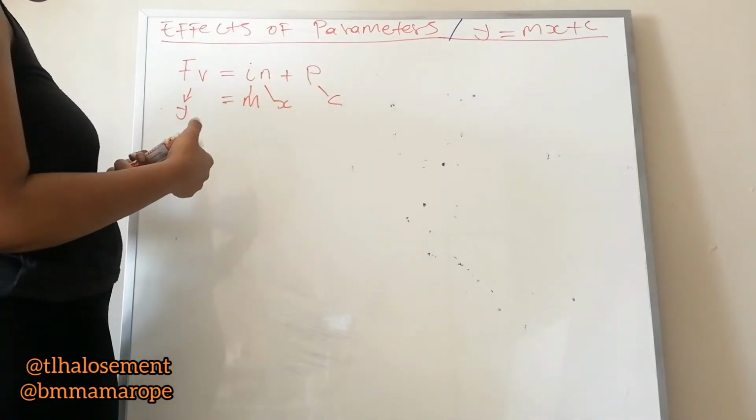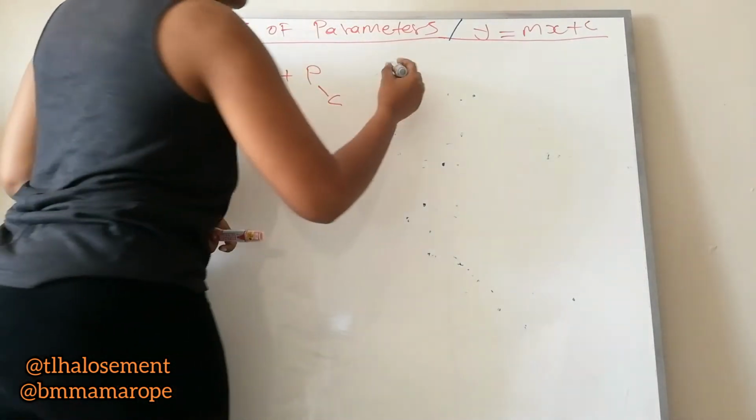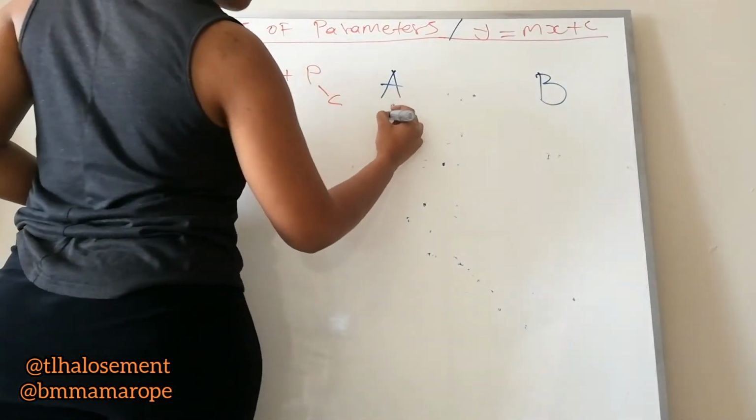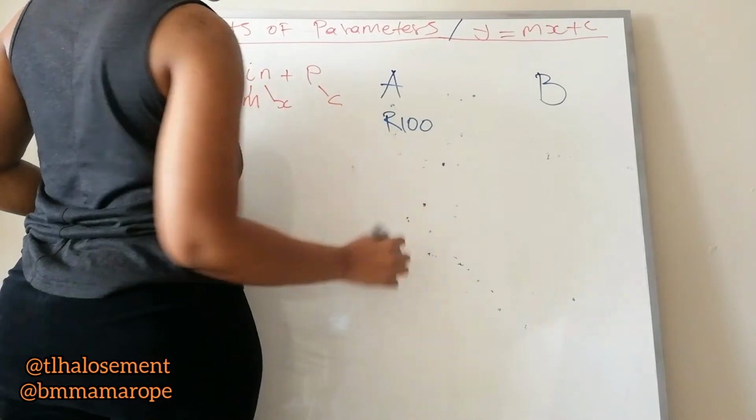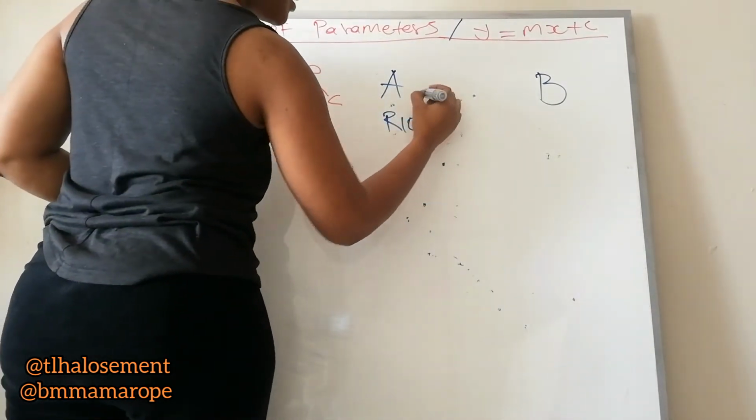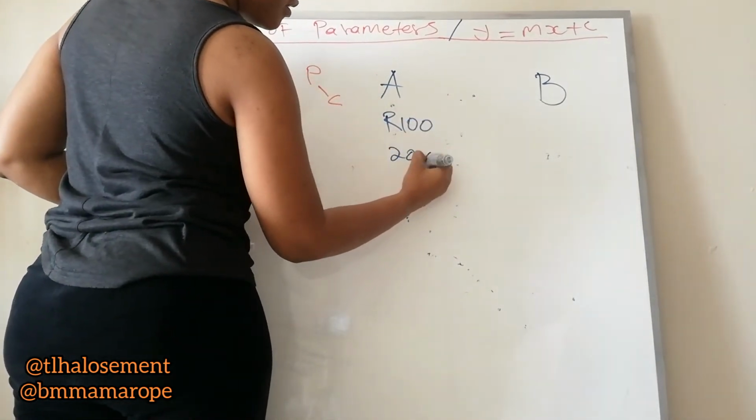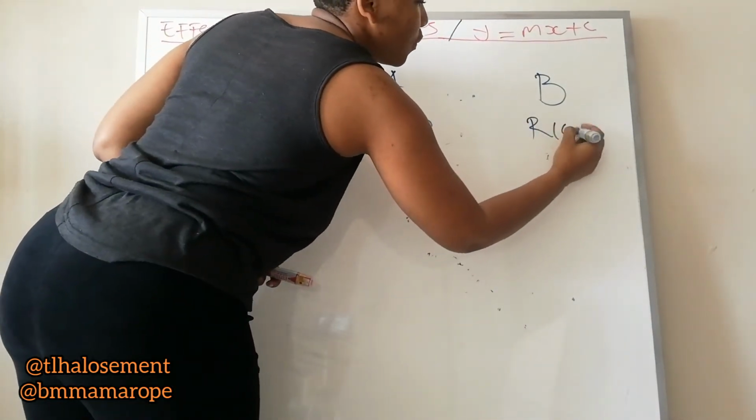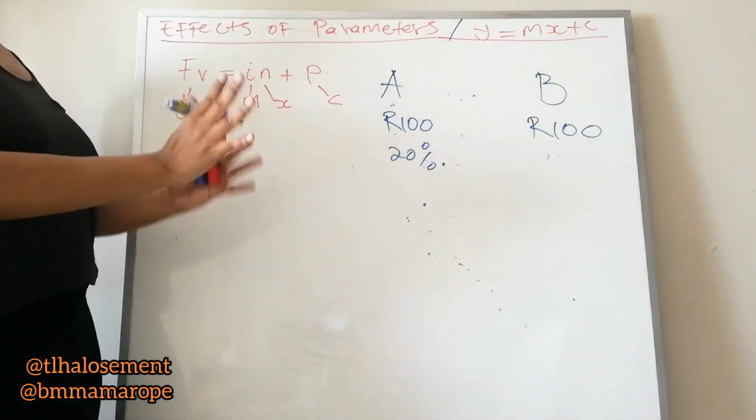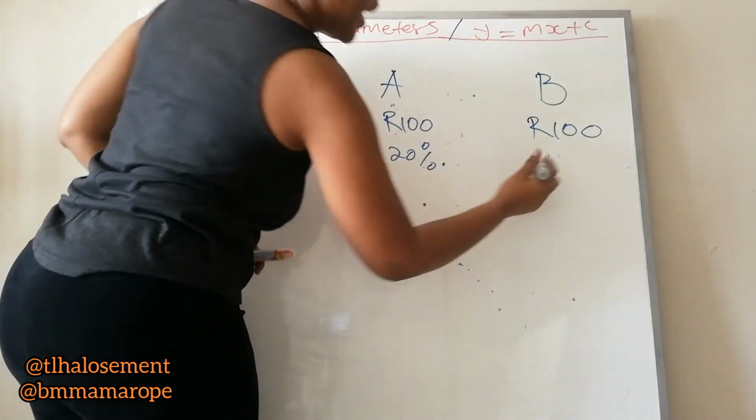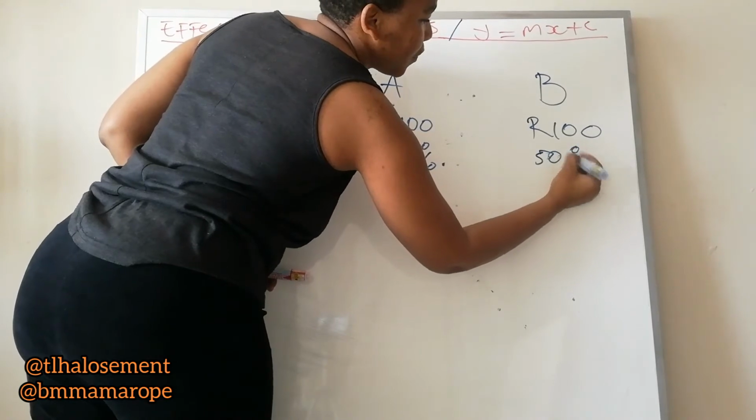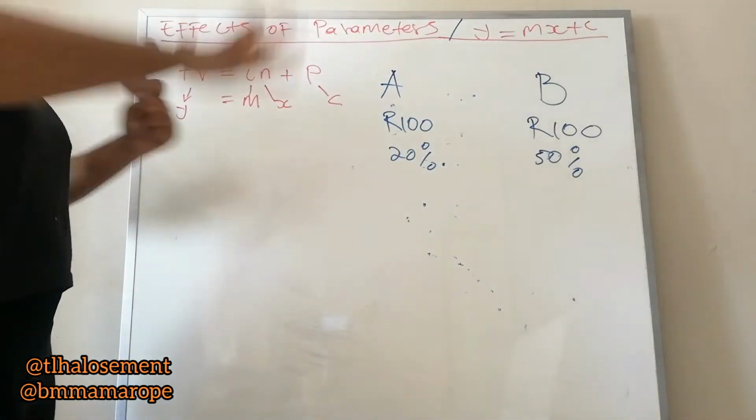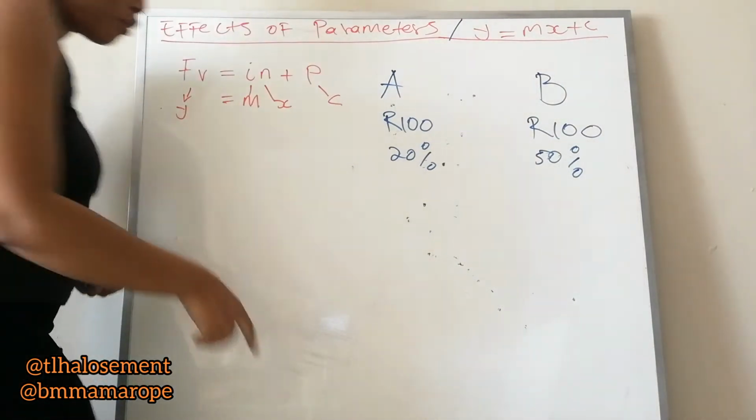Still the same people, person A and person B, but person A decides to go for 100 Rand at 20% interest, but person B goes for 100 Rand also. Remember, we're just taking one parameter at a time: 100 Rand, but at 50% interest. Let's calculate their future value now, both of them.